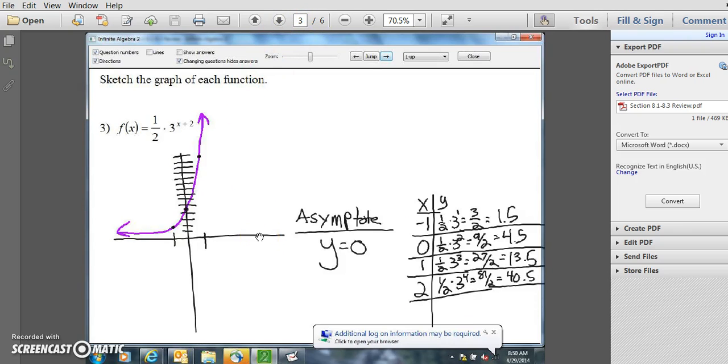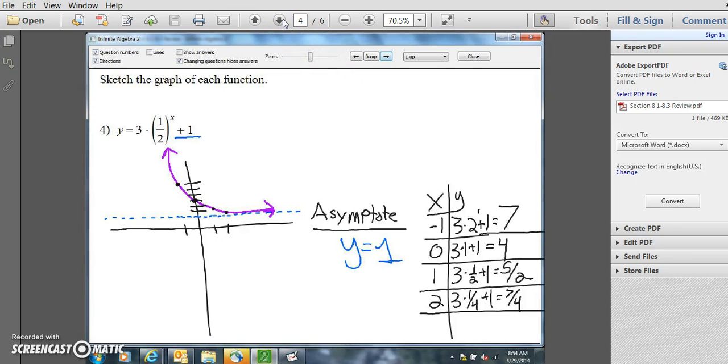All right, for this one, the only thing different is that x plus 2, that's not going to change my asymptote, still y equals 0. It's just going to make my graph look a little different in terms of where it crosses the y-axis. Again, pick your points, -1, 0, 1, and 2. Go ahead and do the work for those. Now, they're all decimals. You can keep them as the fractions if you want, or decimals, whatever makes it easier for you to plot them.